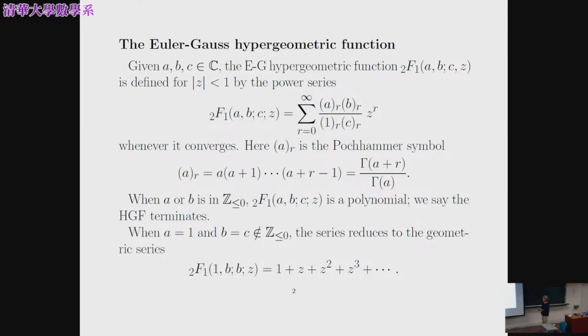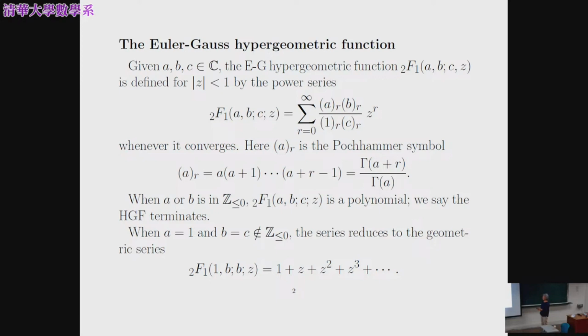It means a times a plus 1 times a plus r minus 1. So it is gamma of a plus r over gamma a. So it's a product and quotient of a bunch of gamma functions. In particular, 1 bracket r here means that it's r factorial. Okay. So as you can see from the ratio test, the function converges when the absolute value of z is less than 1, provided that the coefficients are well defined.